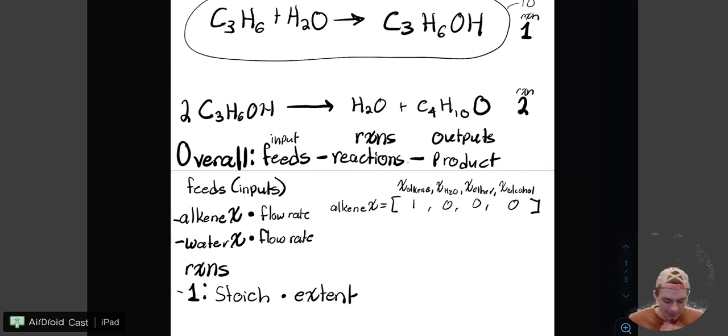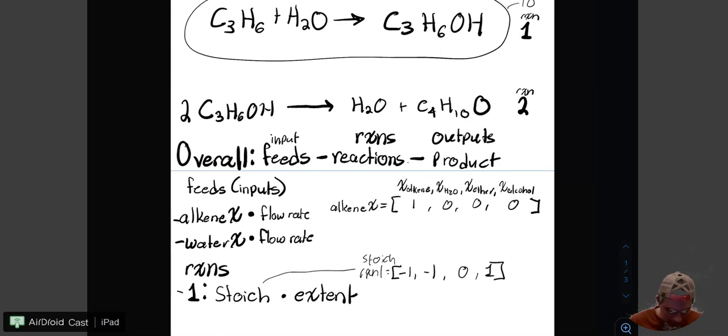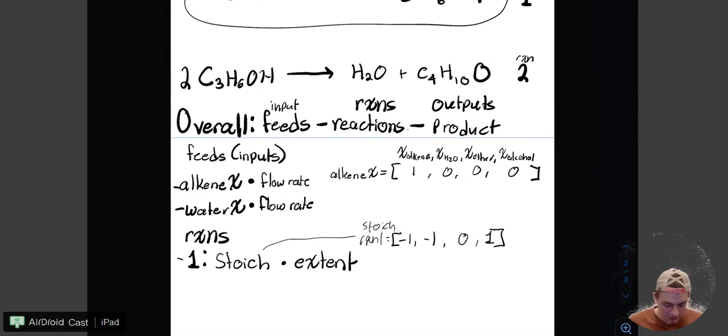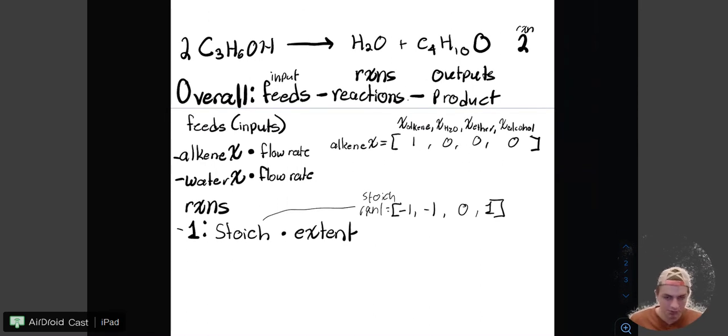For the stoichiometry of the first reaction, we would put in all of our reactants as negative numbers, so it would be -1, -1. We said ether is next, there's no ether being produced here, and then alcohol. And alcohol will be a positive 1. And so that would be our stoichiometry of reaction 1. Similarly, for reaction 2, we would do exactly the same thing, multiply the stoich by the extent. I'm not going to write that down here.